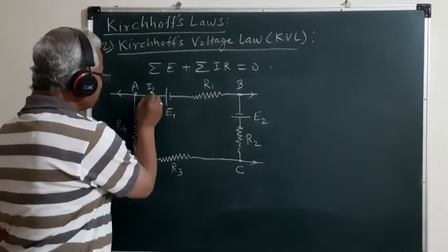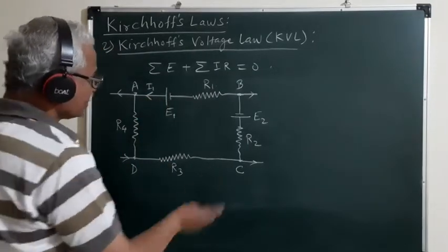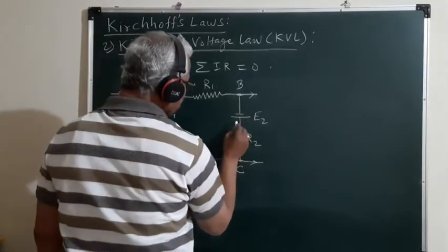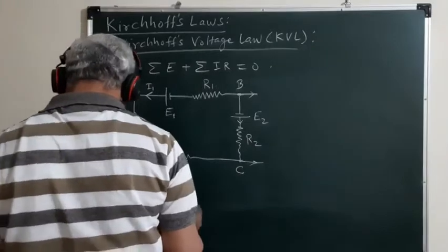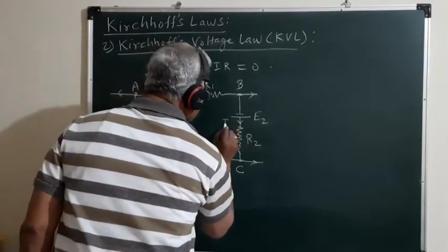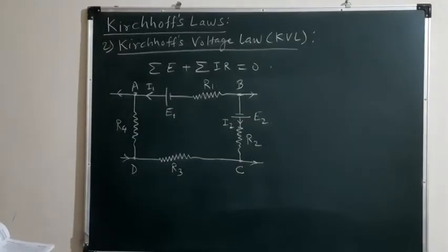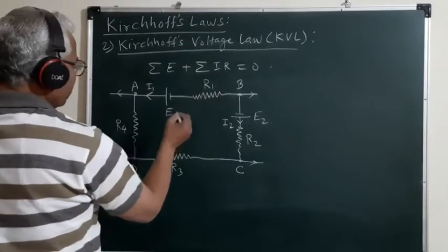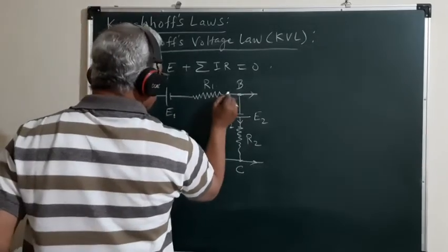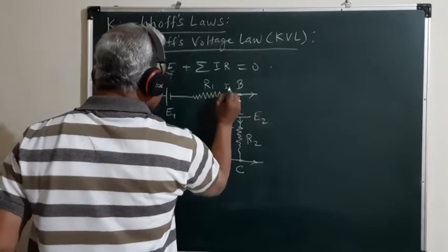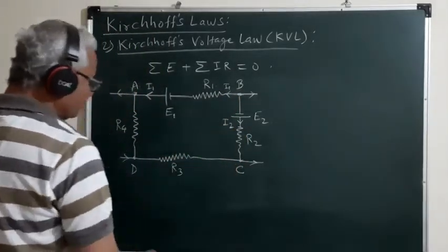So this current I1 will be sent by the source E1 in this direction. Similarly, this source E2 will send the current I2 in this direction. This is the current I2 sent by the source E2. So through this resistance R1, the current I1 will flow. Through the resistance R2, the current I2 will flow.